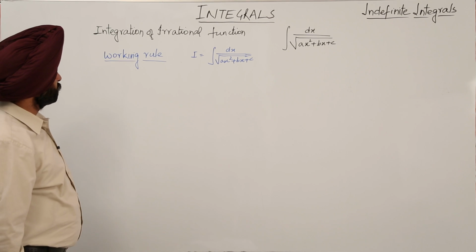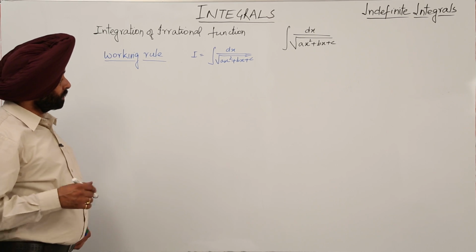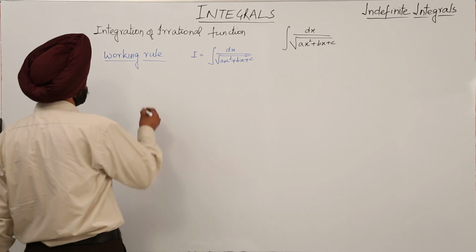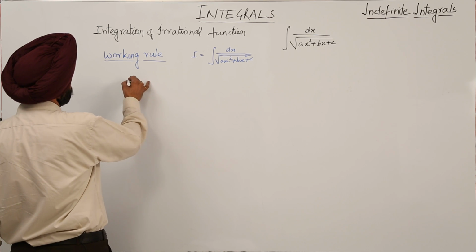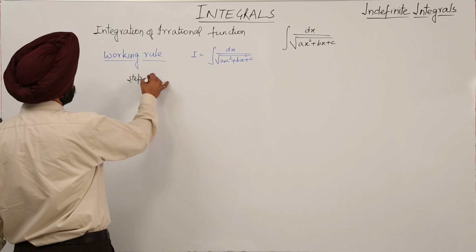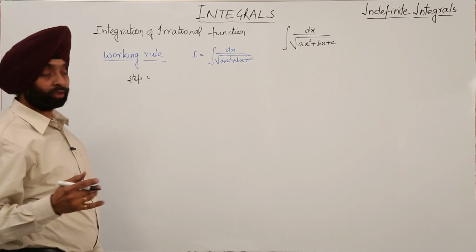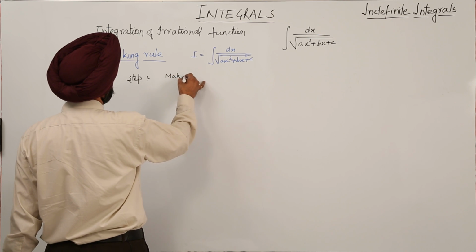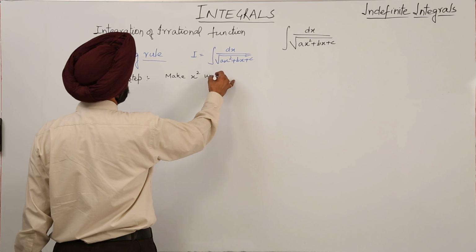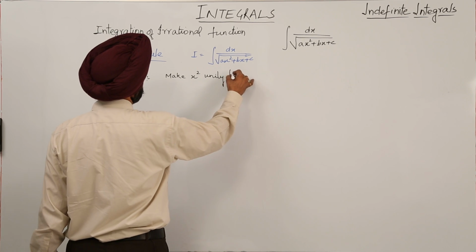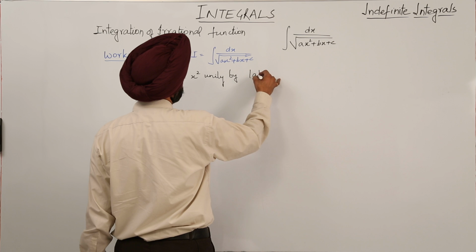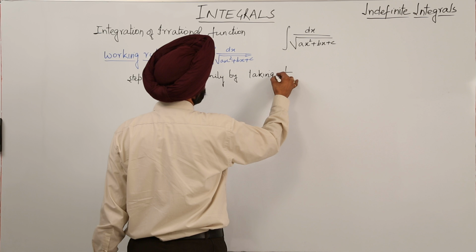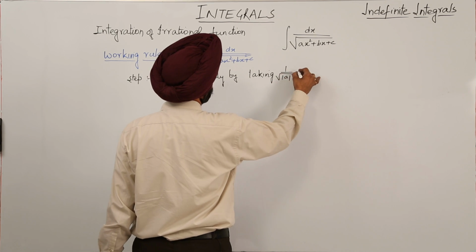Let's go for the working rule for evaluating dx upon square root for a quadratic expression. Okay, so now we are having here step 1. As usual, what we have to do? We have to take a common. Make x square unity by taking 1 upon a common.